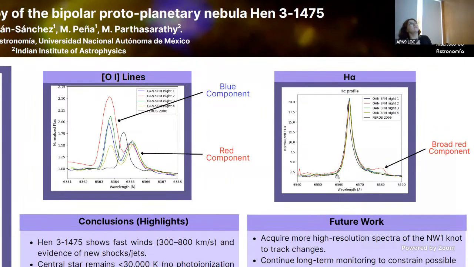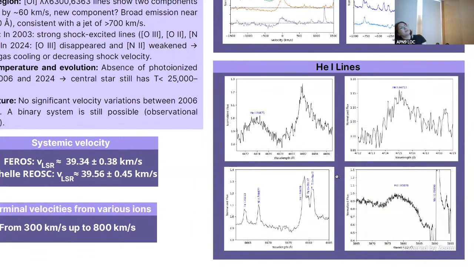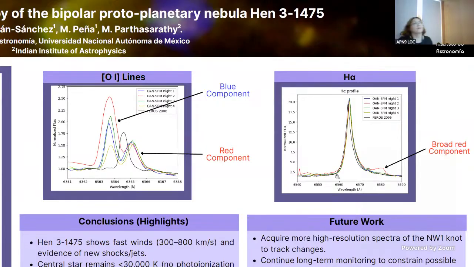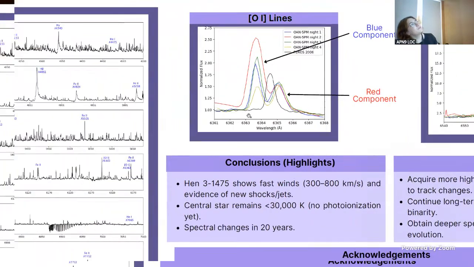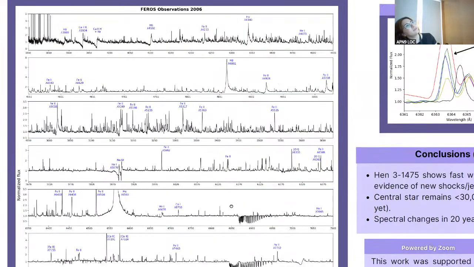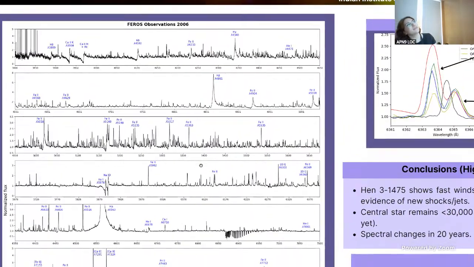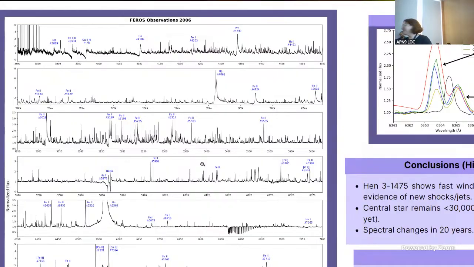So we also have a change in profiles from 20 years ago and now, and this is some of the spectra in O lines. This is 63, but we also have a lot more plots. So this is essentially what we did. This is the full spectra. So that's kind of the idea of what we did.